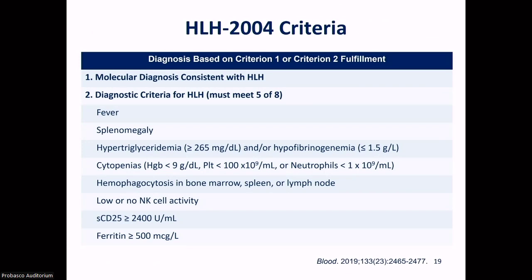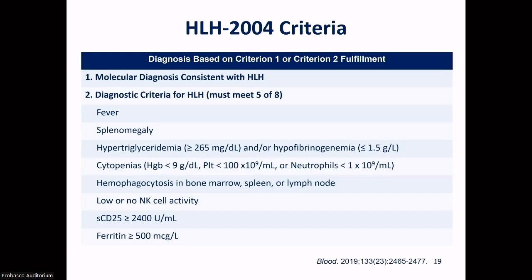This criteria was not based on any real-world experience, but rather the inclusion-exclusion criteria of a single pediatric clinical trial. This was never designed to help diagnose adults with secondary disease. What we can see here is that number one is a molecular diagnosis consistent with HLH. A lot of times, due to severity of illness or with the cytopenias, getting something like a bone marrow biopsy is potentially inappropriate in this patient population.